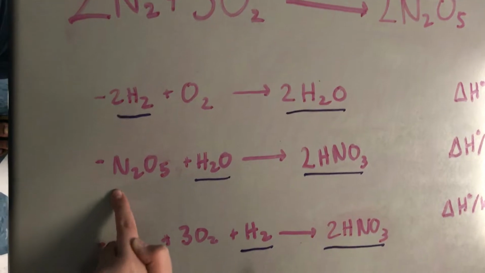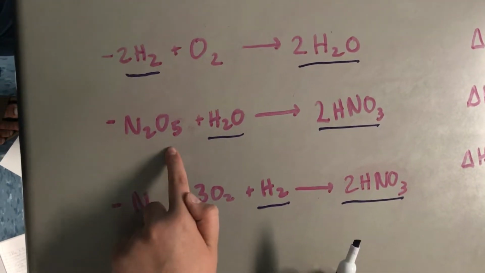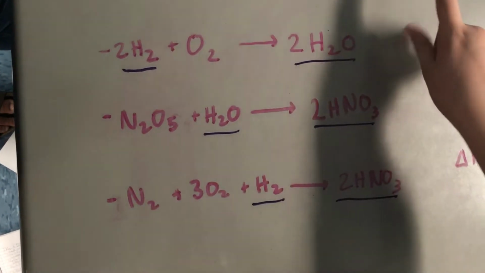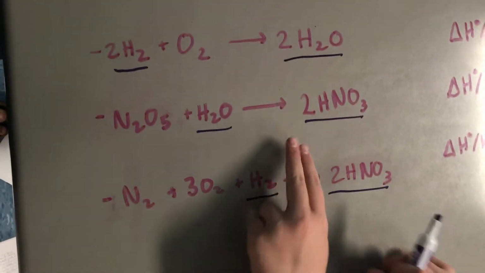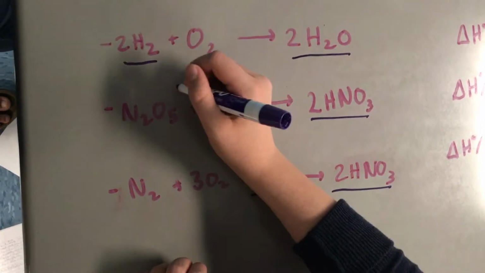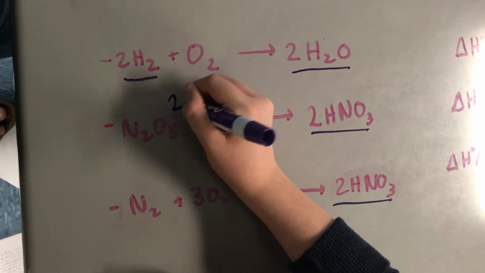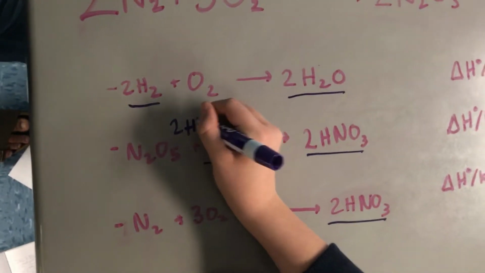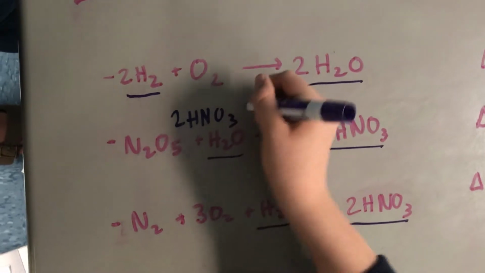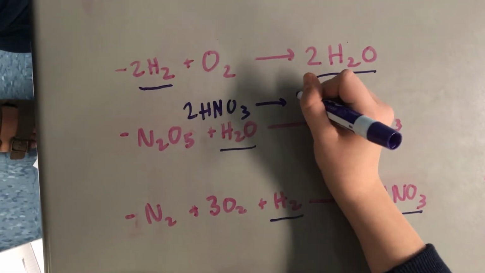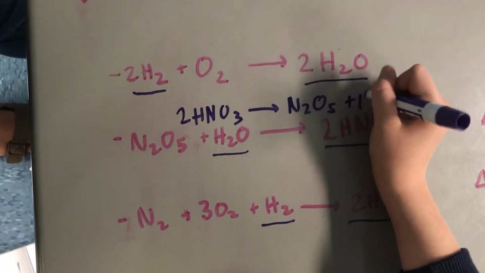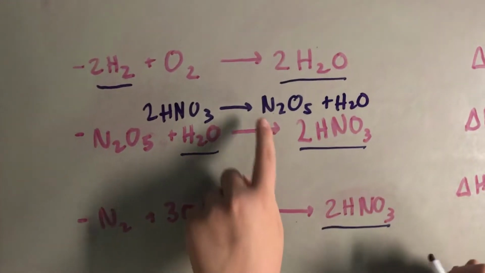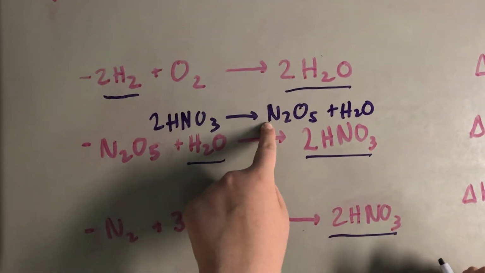So this N2O5 we know is going to have to be on the product side. So we're going to have to flip this equation so that we have 2HNO3 yields N2O5 plus H2O. So on this side, we still don't have the correct number of moles, which would be 2.